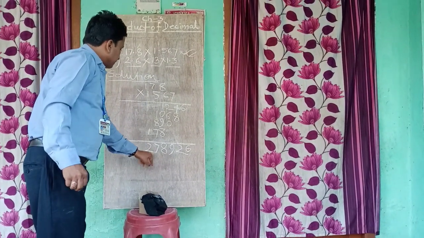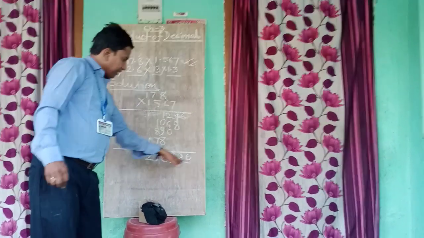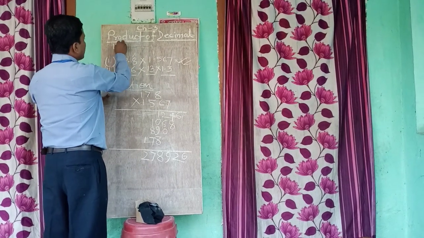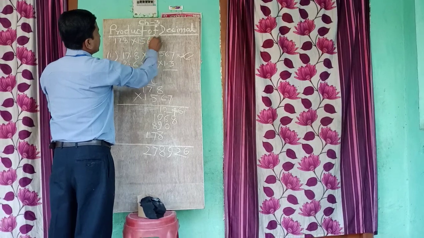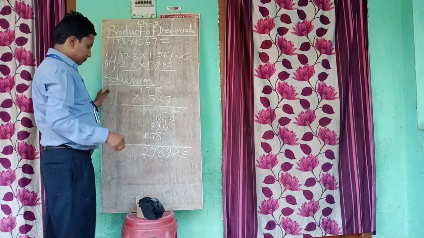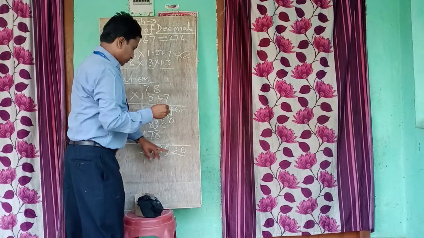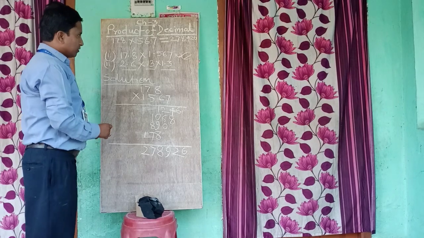Without the decimal, I have multiplied these numbers. Now write here: 178 into 1567 is equal to 278926.